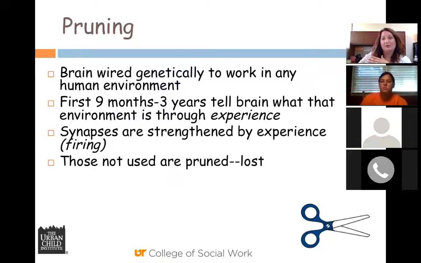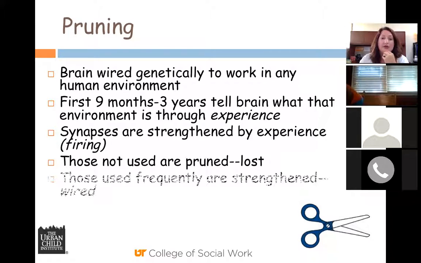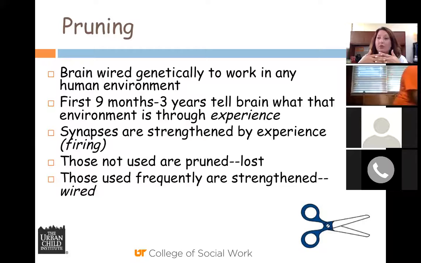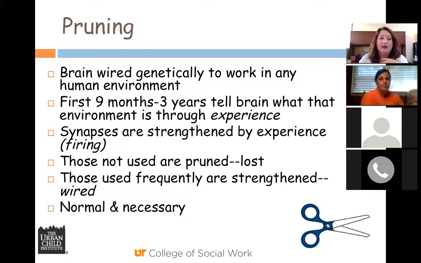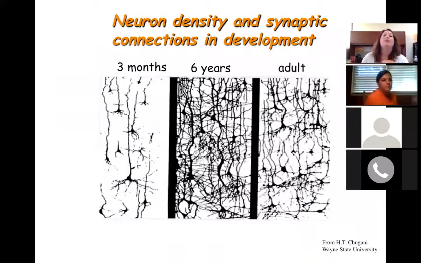So then those branches that you cut off, or those leaves that you cut off, they go away and they're not there anymore. So they may grow back, and then they may get pruned again. So this is an ongoing process that's happening over and over and over again. And again, those that are used frequently are strengthened, or essentially kind of wired together. And this is a very normal part of development.